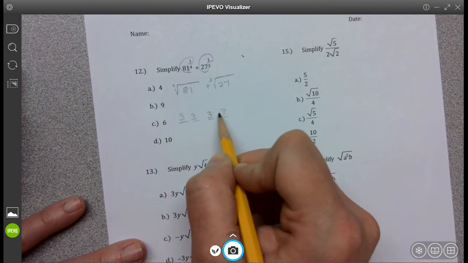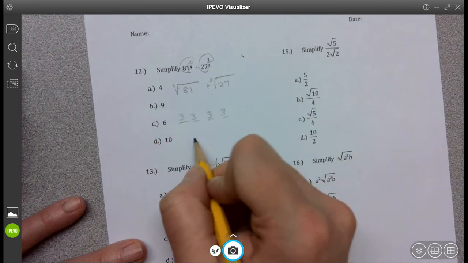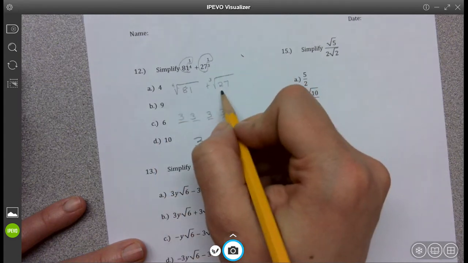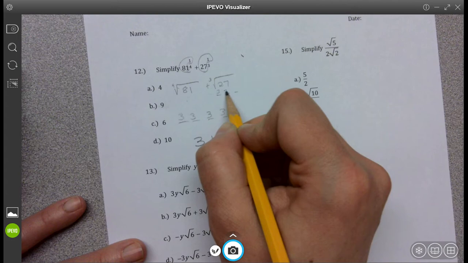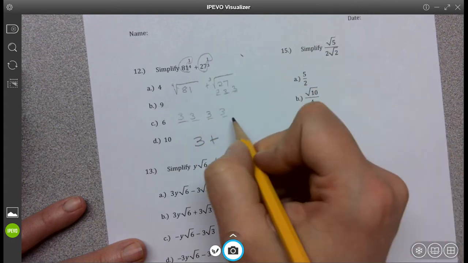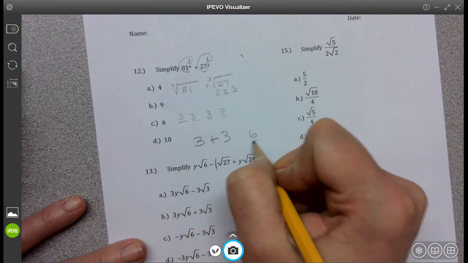Does 3 times 3 times 3 times 3 work? Yep. So the 4th root of 81 is actually a 3. And 3 times 3 times 3 is 27. Okay, so this is also a 3. So your answer is 6.